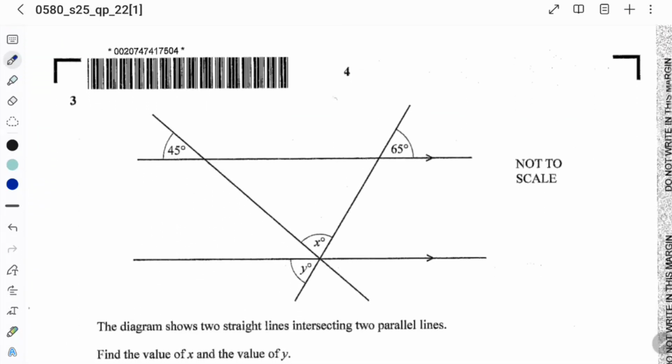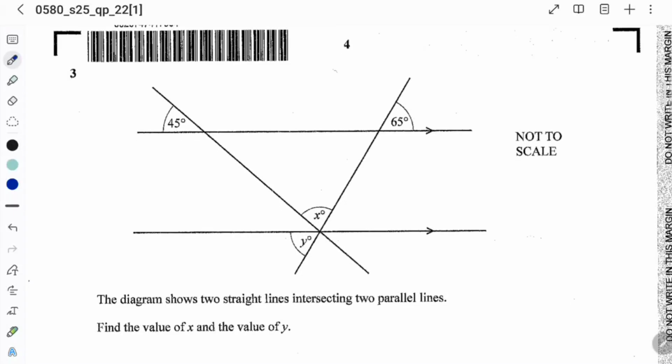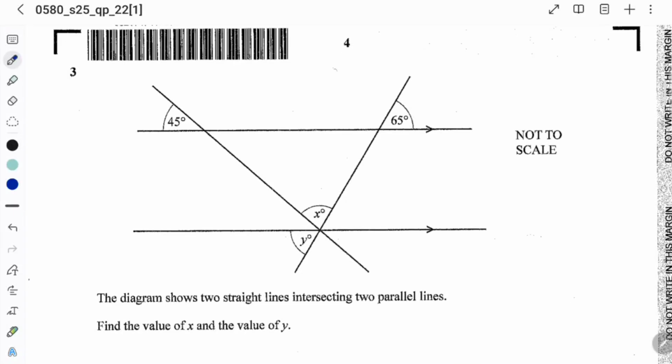Alright, question number 3, an angles question, and we have parallel lines also, and vertically opposite angles, which can be corresponding, interior or alternate angles.